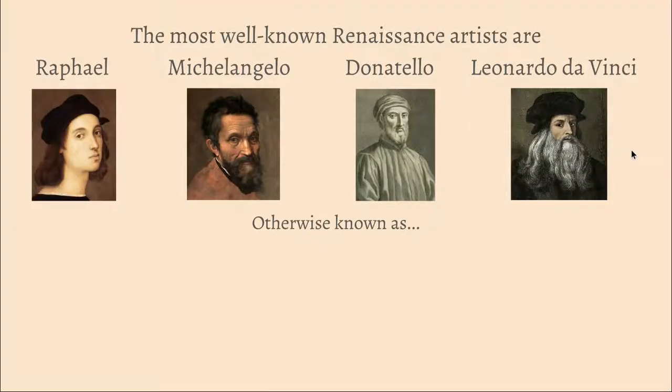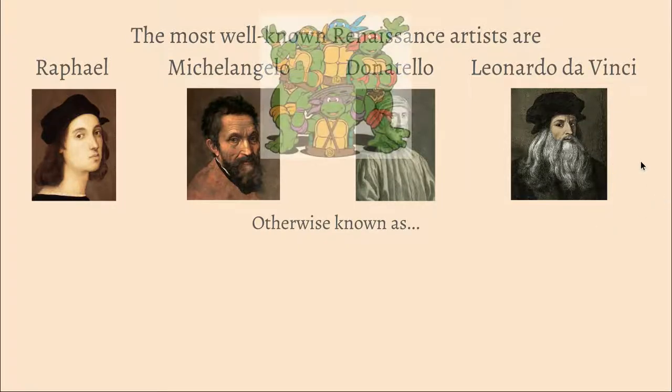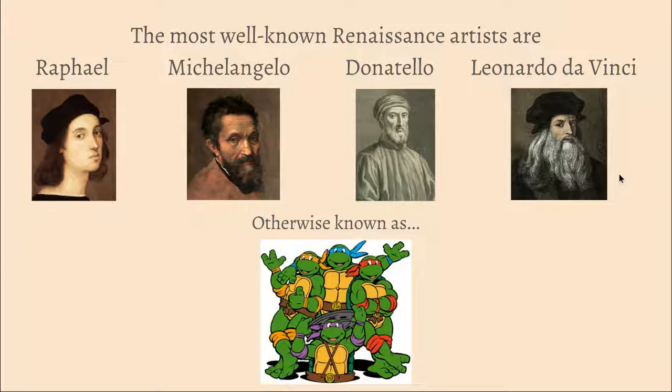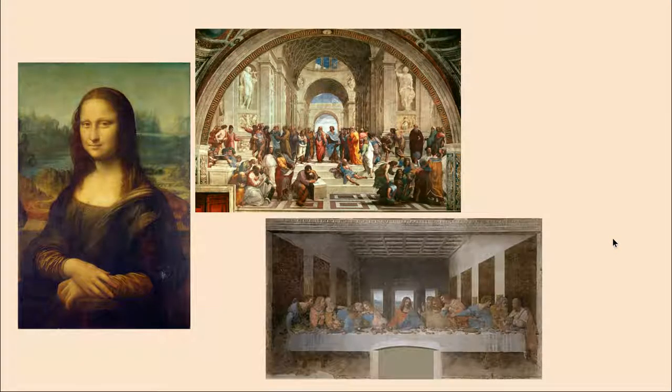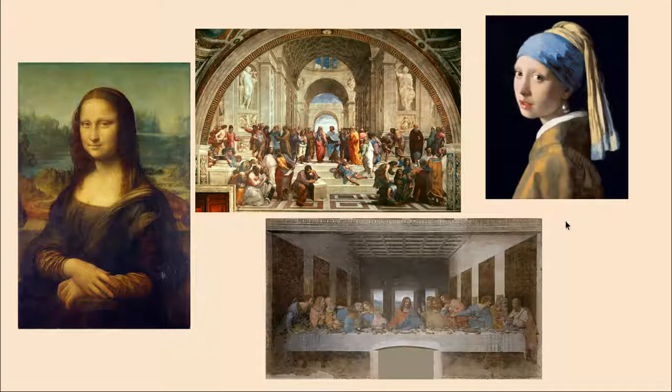The four most well-known Renaissance artists: Raphael, Michelangelo, Donatello, and Leonardo da Vinci, otherwise known as the Ninja Turtles. These four guys right here, when you think of a Renaissance painting, what probably comes to mind is something that they painted. Some examples: the Mona Lisa, School of Athens, The Last Supper, and this is Girl with a Pearl Earring. That's actually by Vermeer, but it's a really popular Renaissance painting.